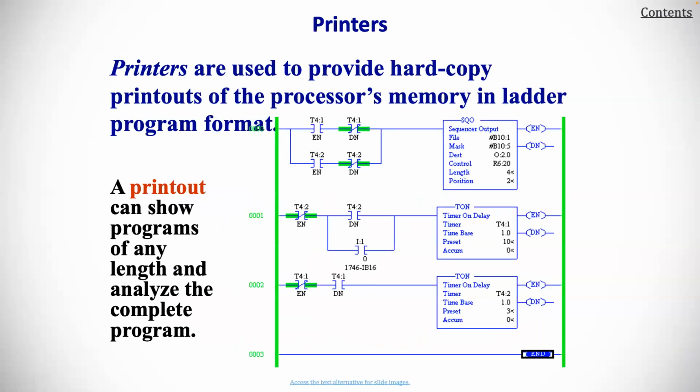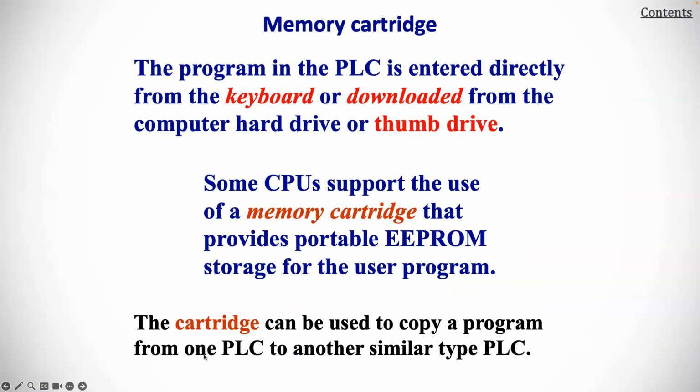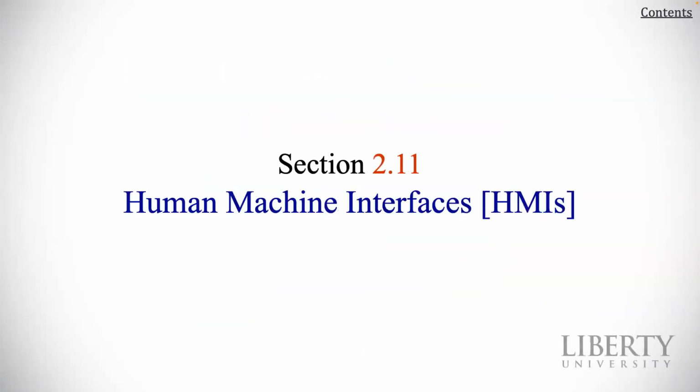Then we have recording and retrieving data. You can have printers. This would be something that would be familiar. Printers are used to provide hard copies. A printout can show programs of any length and analyze the complete program. So that's something that you can do. You can have memory cartridges. So that would be another way that you can be storing things. And so the cartridge can be used to copy a program from one PLC to another PLC.